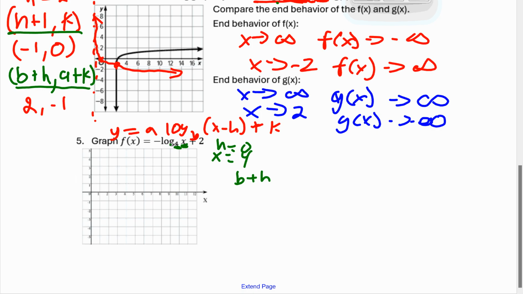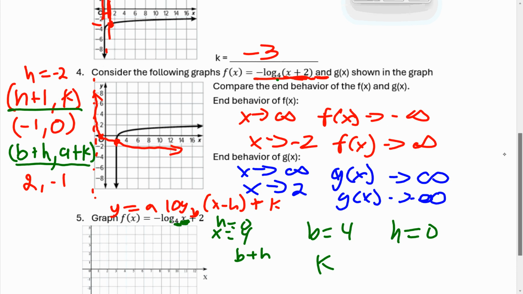So I identify my b, identify my h, which is 0, identify my k, which is what's being added to it after. Now notice this +2 is not in parentheses, where this one is. So that means my k is going to be 2. And then my a is what's being multiplied by the log, so this a would be -1.